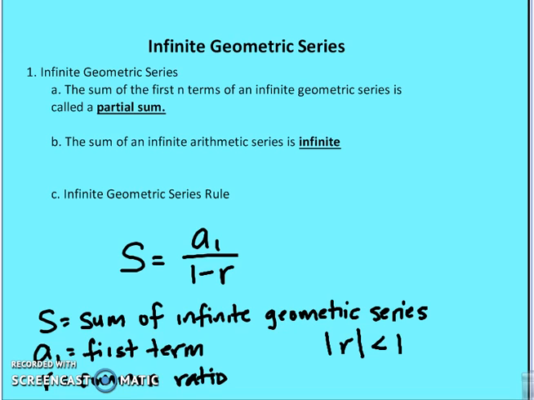All right, the infinite geometric series formula. The sum of the terms of an infinite geometric series is called a partial sum, by the way. We'll talk about partial sums in a second. The sum is equal to the first term divided by 1 minus the common ratio, where the common ratio has to be, as an absolute value, less than 1. So a sub 1 is the first term, r is the common ratio, and the absolute value of r has to be less than 1.